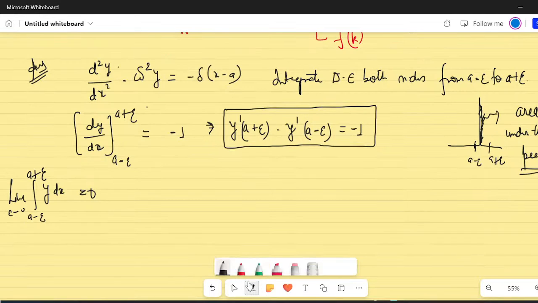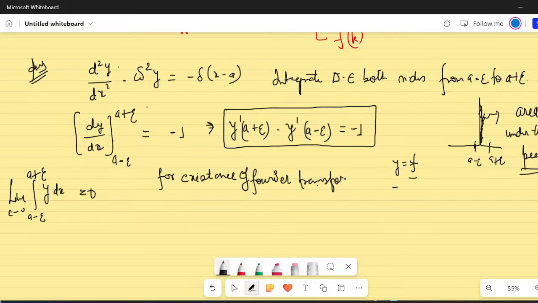So here I'm taking into consideration, and understand that y of x is actually the solution only. Whether you write y or whether you write f, they are one and the same thing. Just consider this: for existence of the Fourier transform, the limiting value of y of x at plus minus infinity should be 0. If that is not the case, then your integral would become divergent.